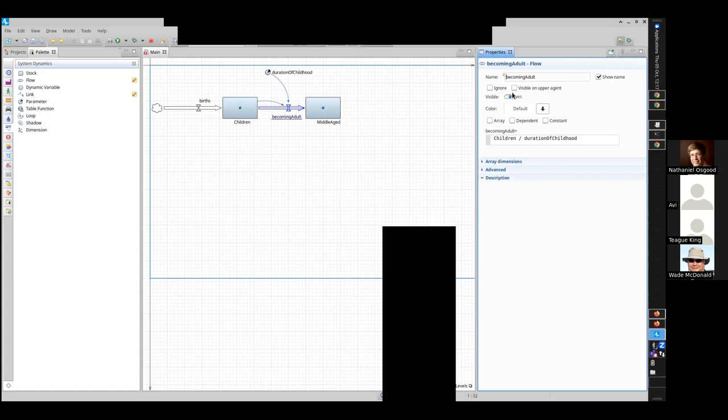So if there were 10,000 kids in the stock, maybe they're goats, 10,000 kids, then half of them leaving per year would be number of kids divided by two. If the duration of childhood were 5 years, about what fraction of them would leave every year? Yes, 0.2, or 1/5. One fifth of them would leave.